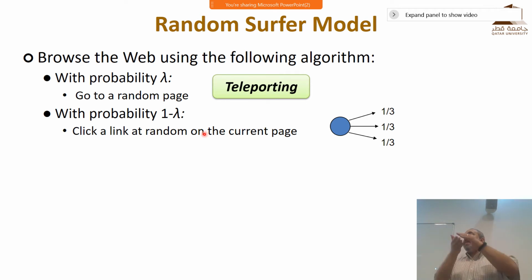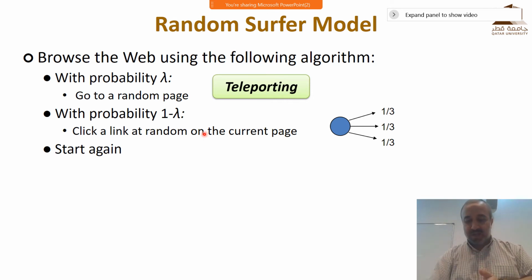Now, based on the number of links in that page, I will pick one randomly. So if I have 3 hyperlinks on the current page, then the probability of clicking on each one of them is 1 over 3. So if I have n links, then the probability of going to any one of them is 1 over n. But that's, of course, multiplied by the probability of 1 minus lambda, if I decided that way. That would be the total probability.